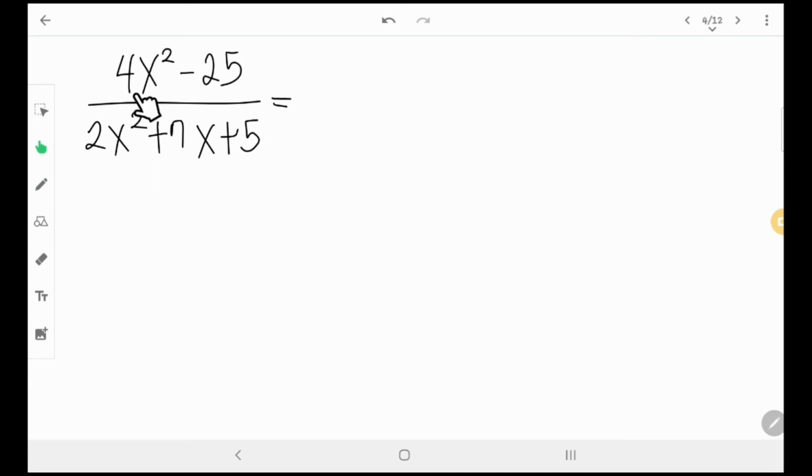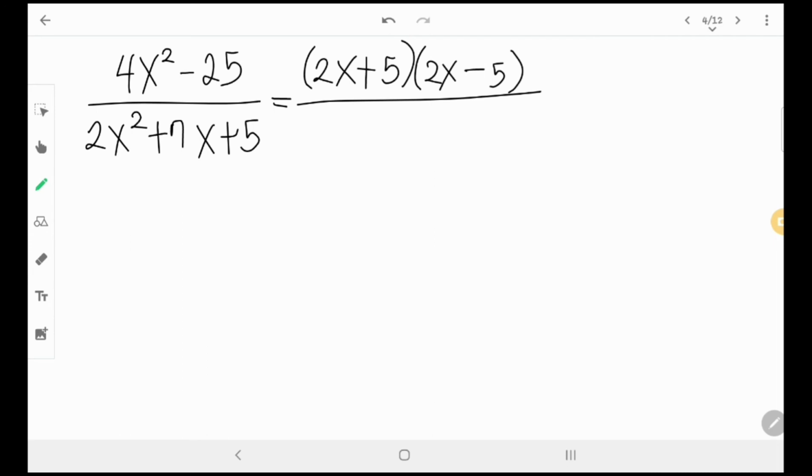Okay, so the numerator is a difference of 2 squares. So, we will just be getting the square root of the first term and the square root of the second term. Tapos, magkaiba lang yung sign. And then, ito is, let's apply the AC method. Explain ko lang ulit, although hindi naman kailangan. So, just a review. So, yung AC method is, minamultiply yung A and yung C. So, that is 10.